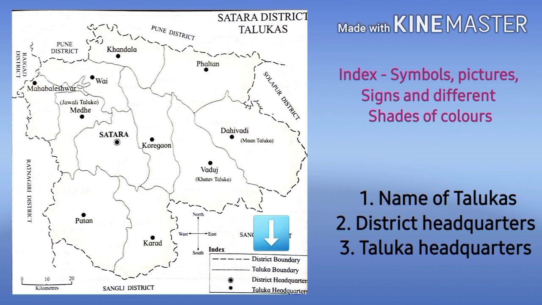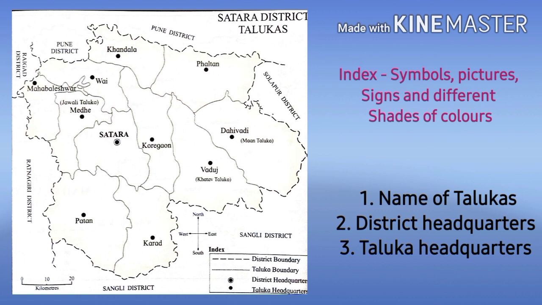Now, above the index, we can see the directions. We know that east is the direction where the sun rises. So with the help of this, we can understand the directions in the map also. We know that a district is composed of several talukas. A map of our district is shown here, and let's count how many talukas there are in this district. Satara district has 11 talukas.